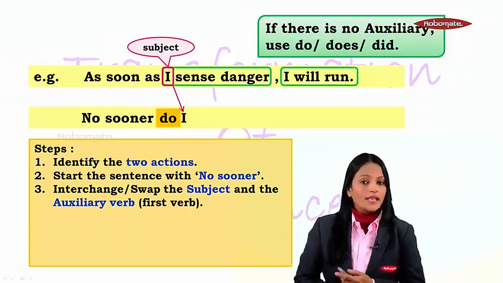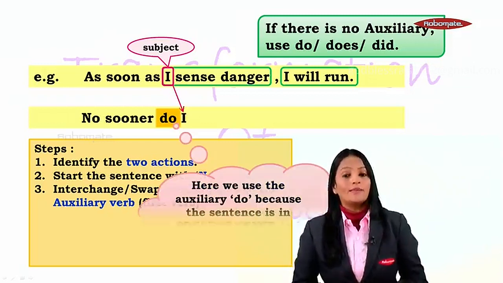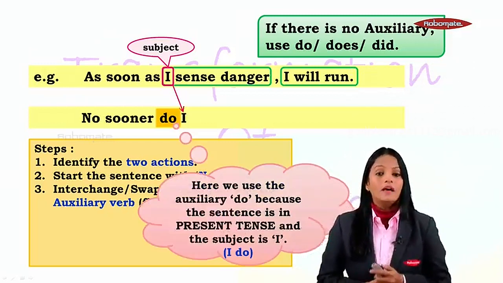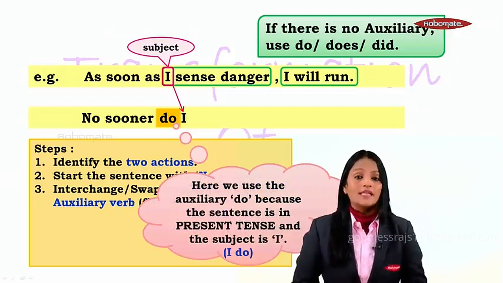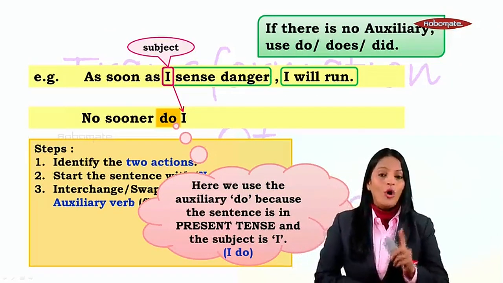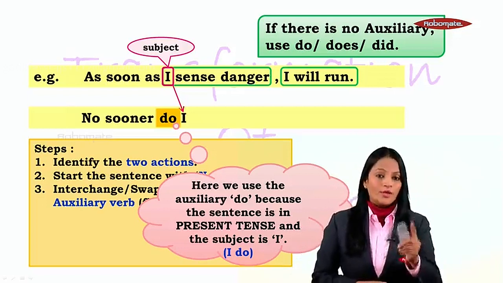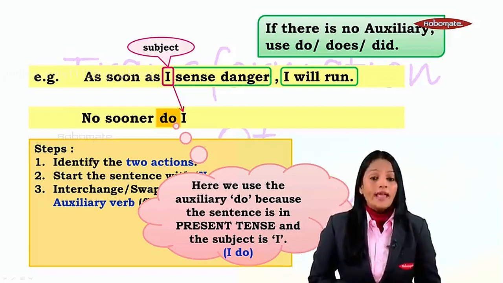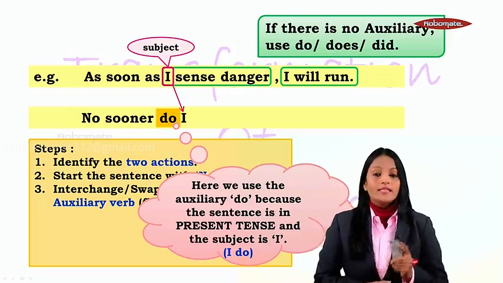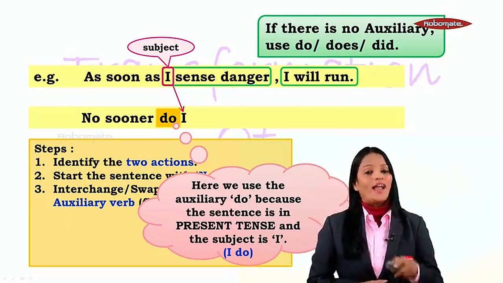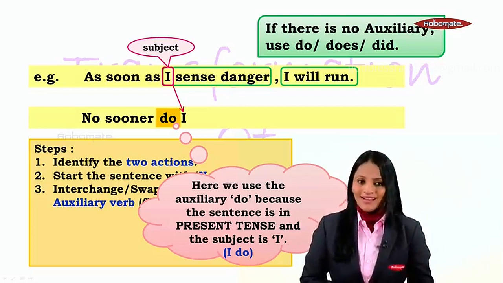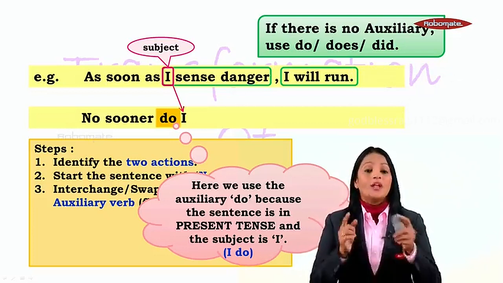Now, why did we take do? Of course, we write the subject I after that. And here, we use the auxiliary do because the given sentence is in present. So, do or does, one of the two, because they are present. Then again, you see the subject, it is I. And when you have I, you say I do. You don't say I does. So, we say do I.